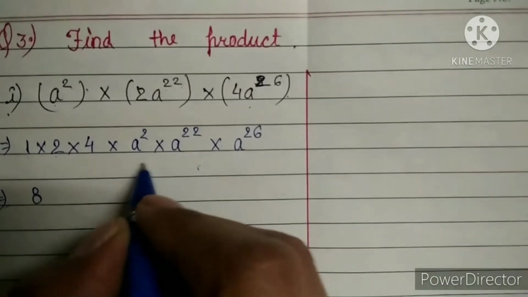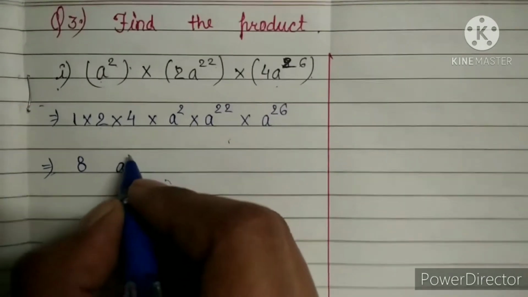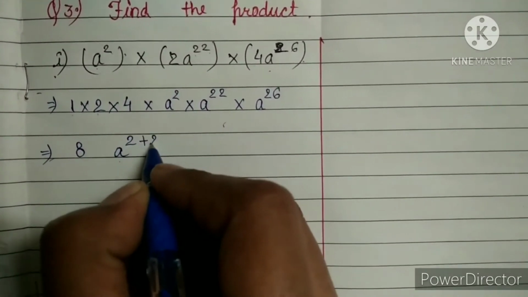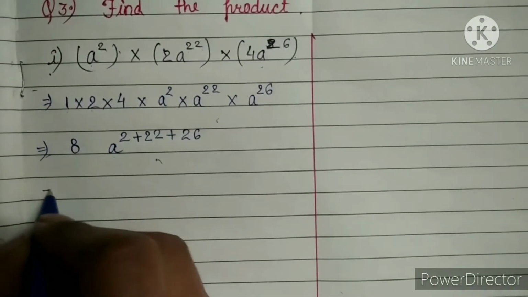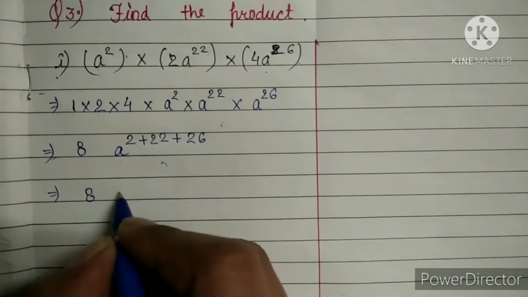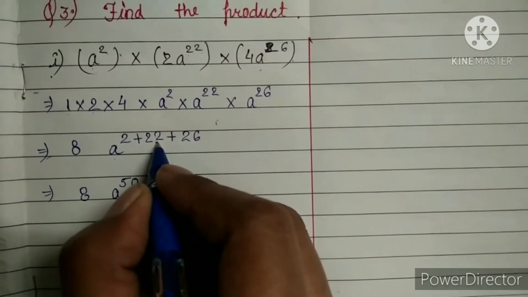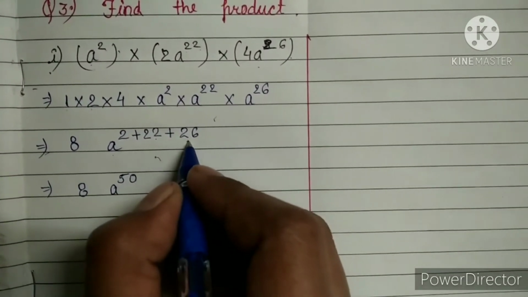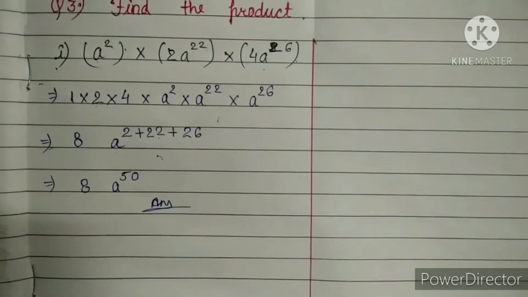Now all are the same variable, so we can add their powers. So a to the power 2 plus 22 plus 26. So we get 8a to the power 50. 2 plus 22 is 24, 24 plus 26 is 50. This is our answer.